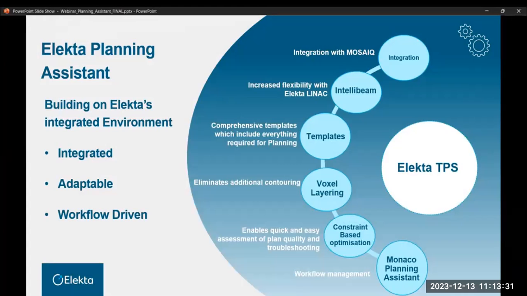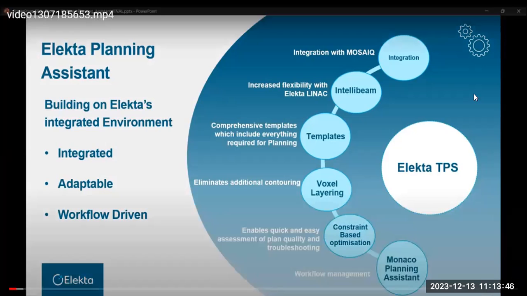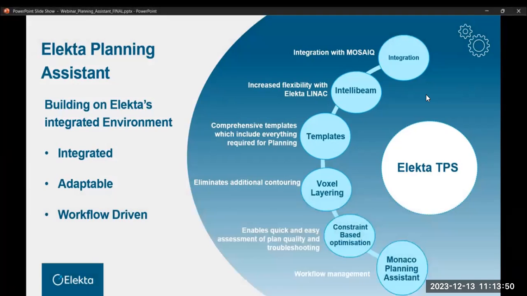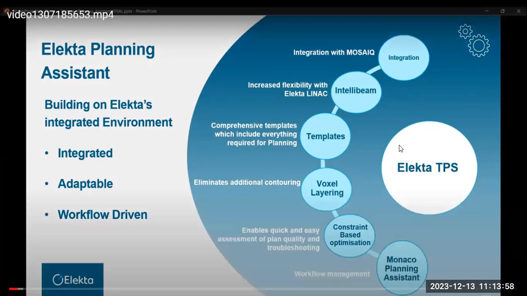We have increased flexibility with the Elekta machine. I'll talk a little later about the concept of IntelliBeam, but effectively it allows the treatment planning system to drive the LINAC in a very unique way. We can unlock not just jaw tracking, but the virtual leaf width, which allows the jaws to feather between segments, giving extra flexibility and functionality in terms of modulation.